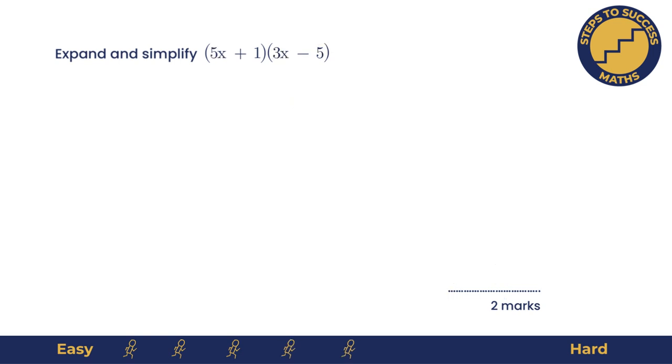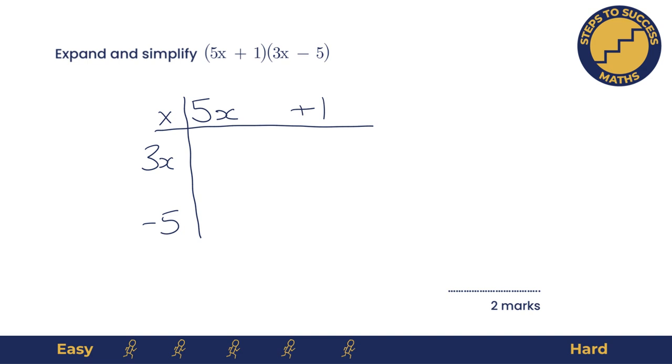Expand and simplify. 5x plus 1 times 3x minus 5. Let's use a grid. 5x plus 1, 3x minus 5. 3x times 5x. 3 times 5 is 15, x times x is x squared.